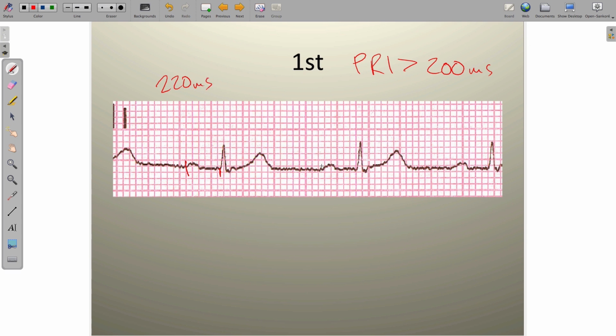All right, same thing here. You'll see that it starts and stops just a little over 5 boxes here. So 220 milliseconds, in fact, satisfies this requirement of being over 200. This is called first degree heart block.